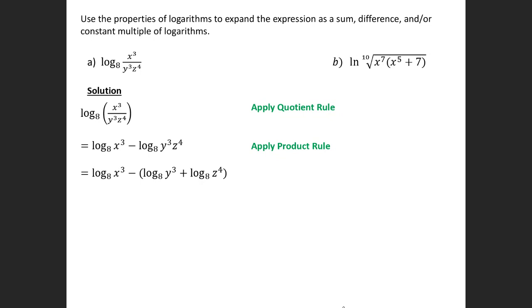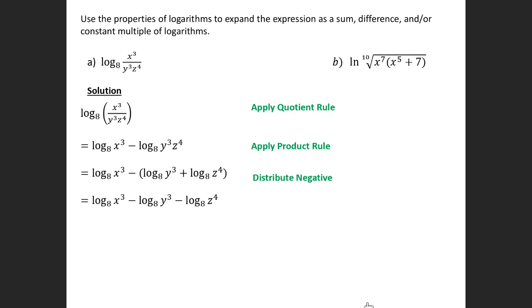So I want to make sure that this subtraction applies to everything I get after that subtraction. And so now we can distribute that negative. And so we're going to get log 8 of x cubed minus log 8 of y cubed and then minus log 8 of z to the 4th. And am I done here, or is there any other rule that I could use to simplify further?